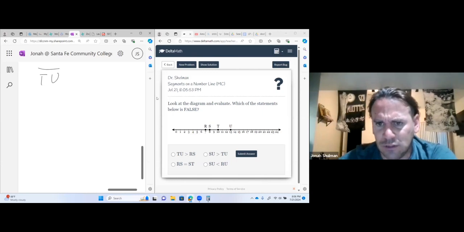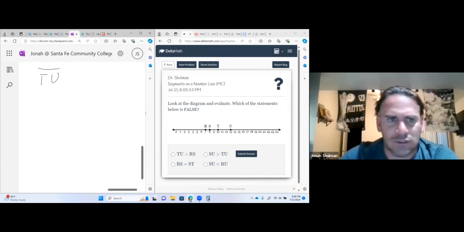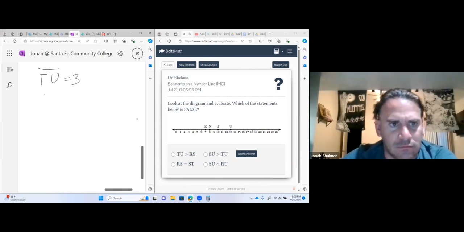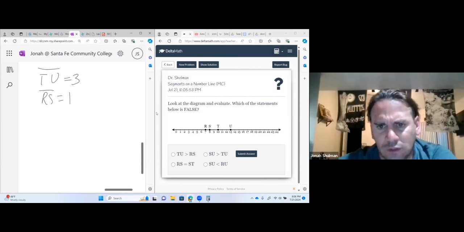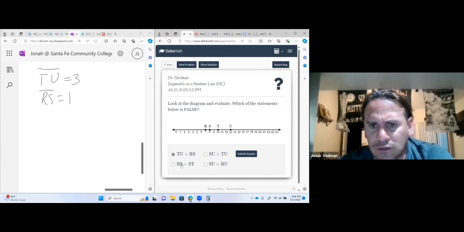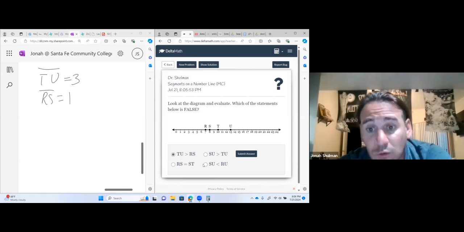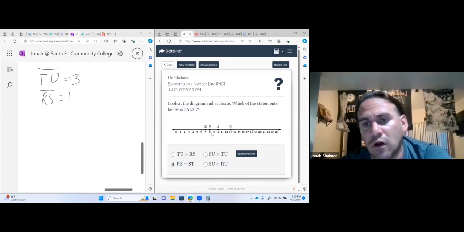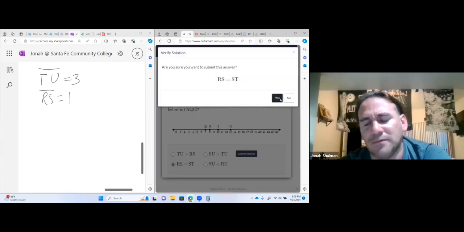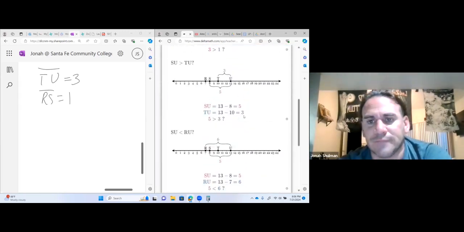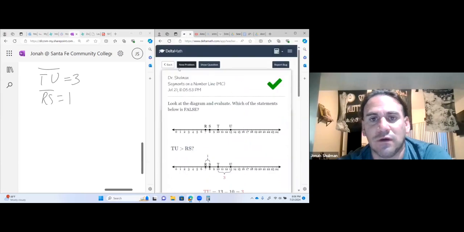So TU is 1, 2, 3. So TU is 3. RS is 1. Is 3 bigger than 1? Of course. We got it. Is RS equal to ST? No, those aren't the same size. Is SU less than RU? That is true. Oh, they want which one's false. Oh, cool. So it's this one. RS is not equal to ST. Good thing I double checked it. And there's all of them. So these are just segments on a number line.